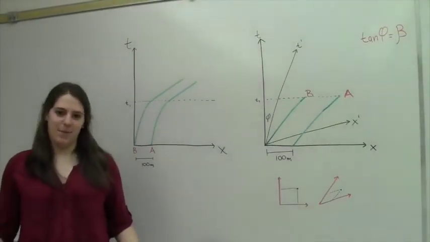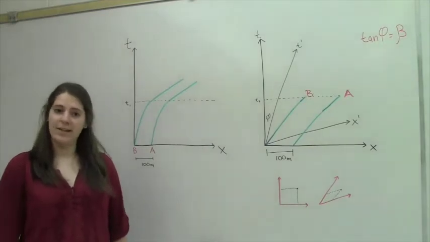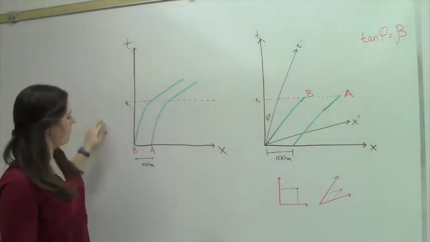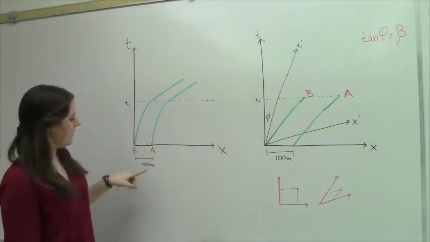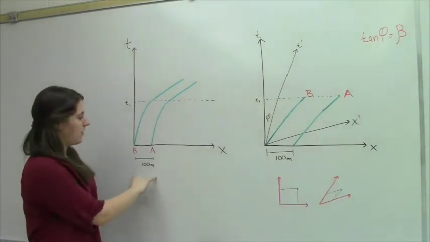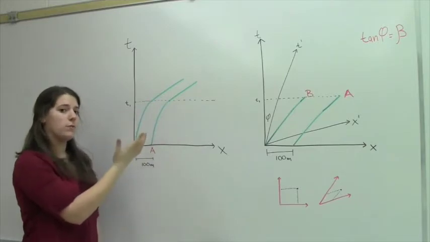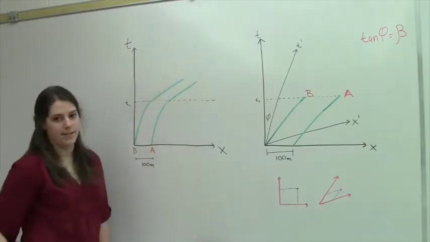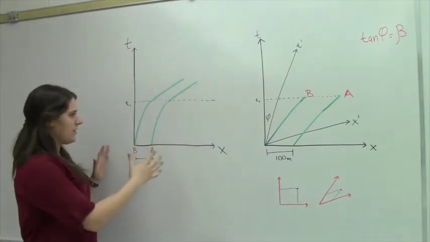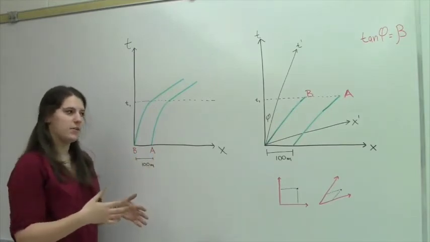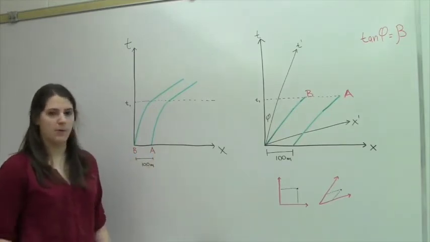Let's get to solving this problem. First, we need to look at the world lines in the home frame. So here we have the home frame, and we see that Alice and Bob start 100 meters from each other, accelerate at the same rate, and then at some time, both their fuel runs out and they start coasting at a constant velocity. So once we understand this, we need to translate that to the reference frame of Alice and Bob. How do we do this?